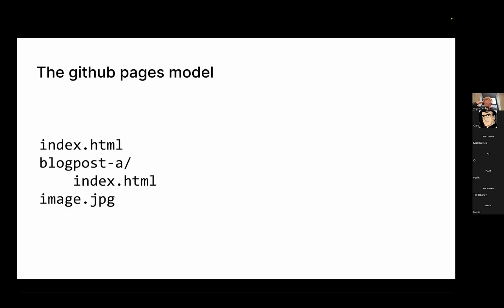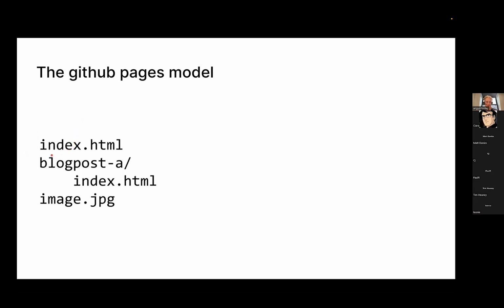So one model for making websites that I really like is what I call the GitHub Pages model. I don't think it has a real name. It's kind of come from this website builder called Jekyll, where it's file based. So you have an index.html. Imagine this as the build artifact of your website. This is on the slash root, on the home page.